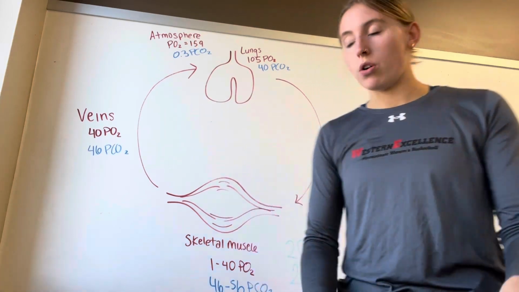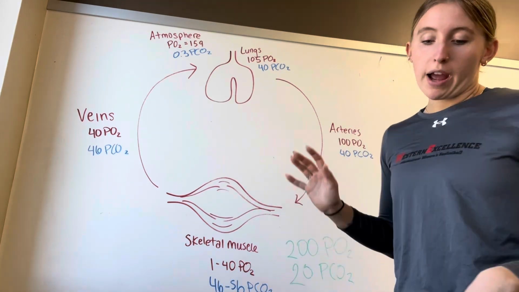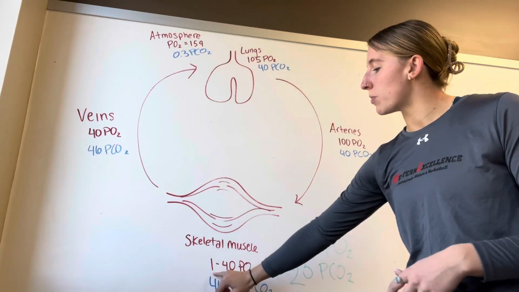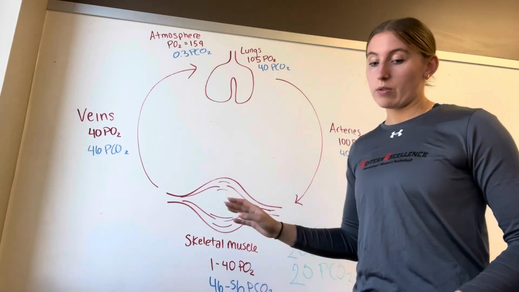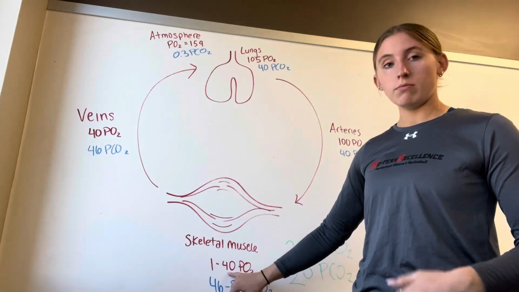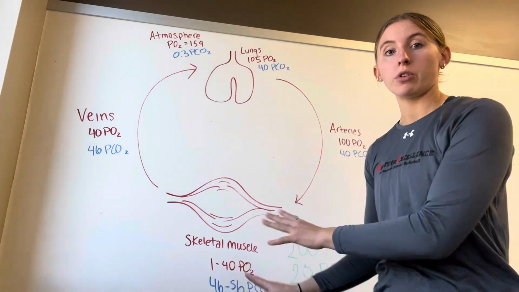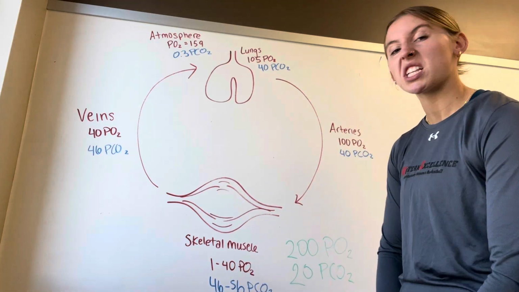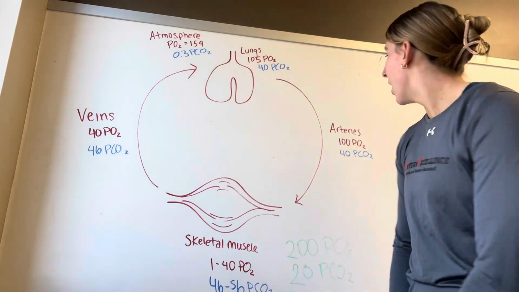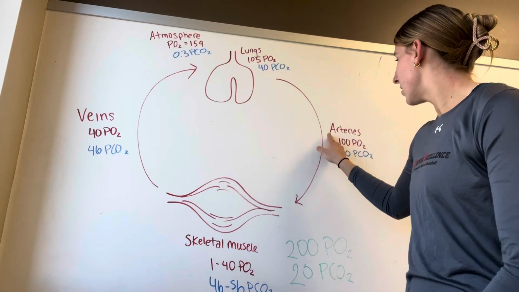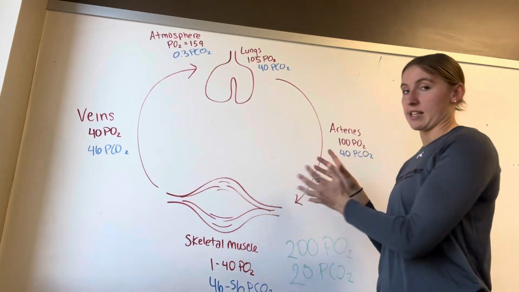So for example here, between the arteries and the skeletal muscle, when we're at rest, the reason this says 1 to 40 is because it depends on if you're exercising or not. So when we're at rest, there's 40 millimeters of mercury. And then when we're exercising, it's at 1. So it really just depends on your activity, not fitness level, but whatever you're doing in that moment. With the arteries, there's 100. And so the difference here, say at rest, between 100 and 40 is 60.